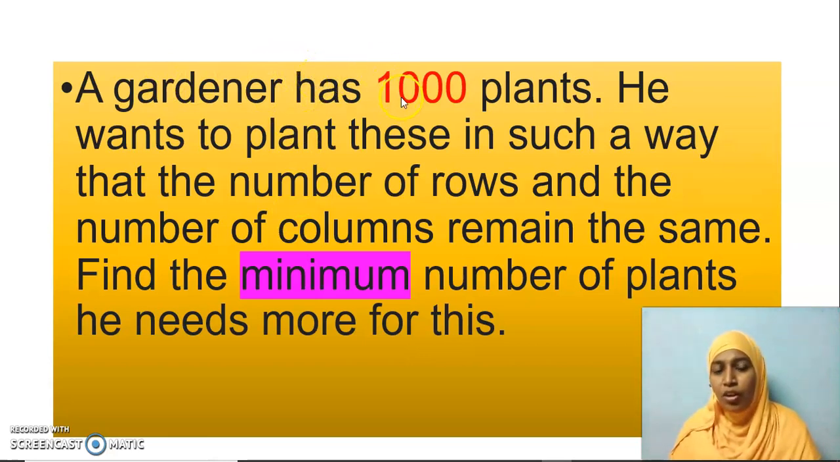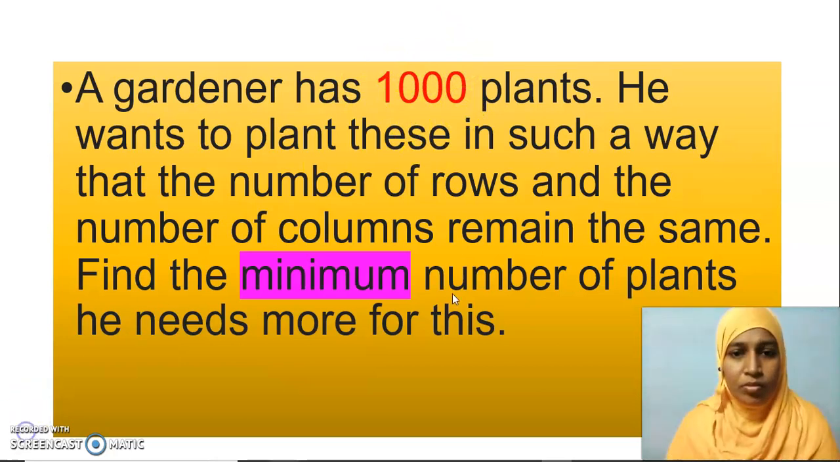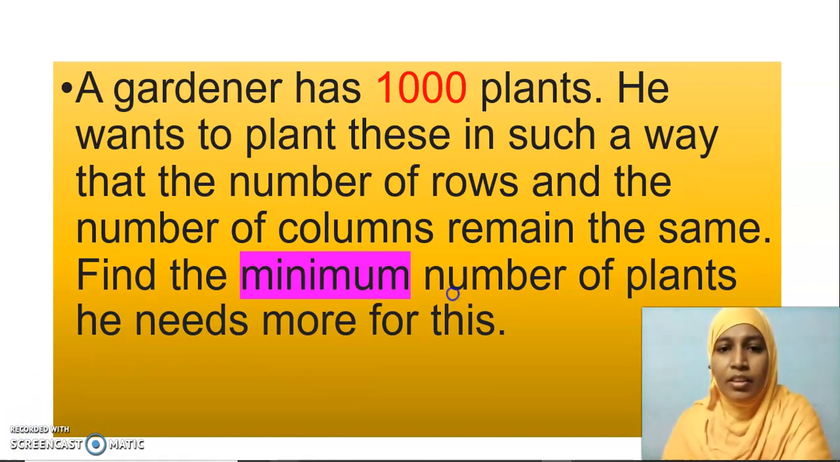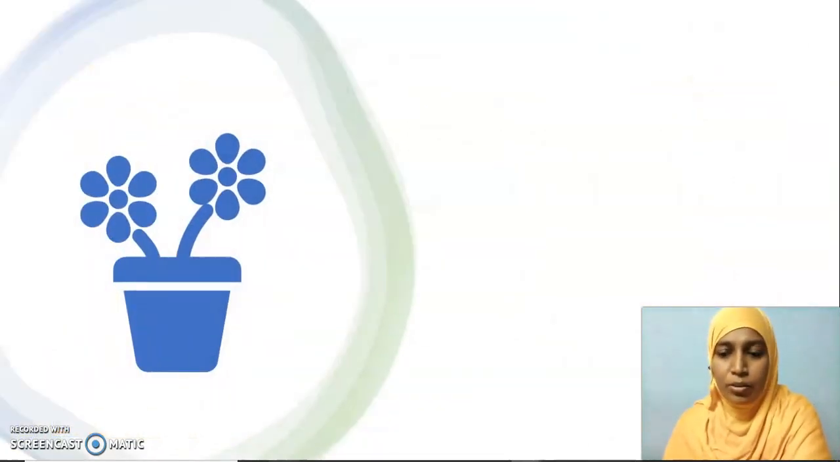How many more plants he needs in excess to make that complete square. So if I have something less than this number of plants also, I can make a square. But our objective is to find the number of plants he needs more to complete that square. So in a simple way, I can ask you what should be added to 1000 to make it a perfect square. So now let's find the square root. Before that let's see what are the steps to be written.